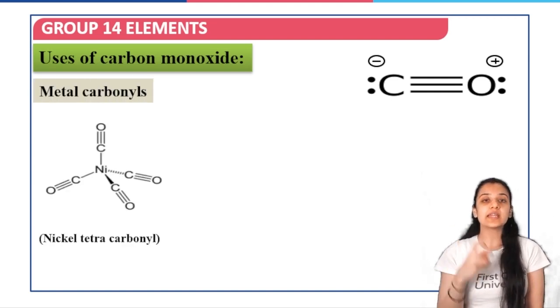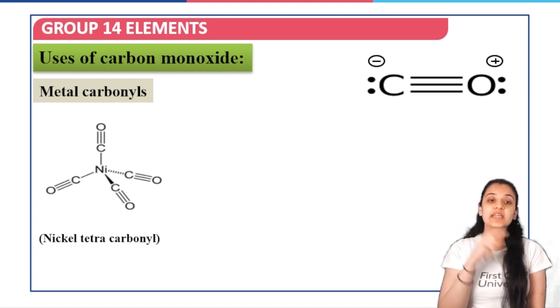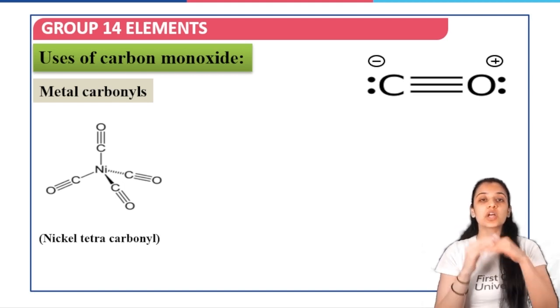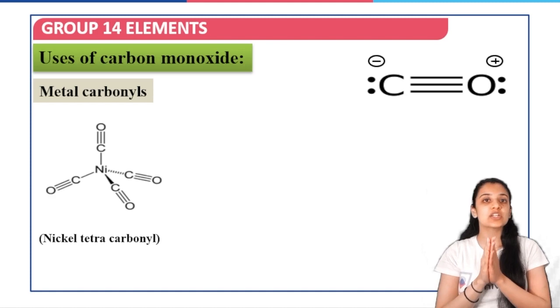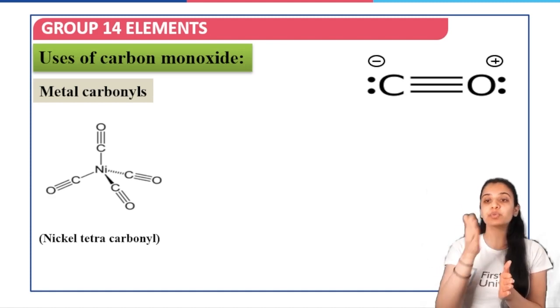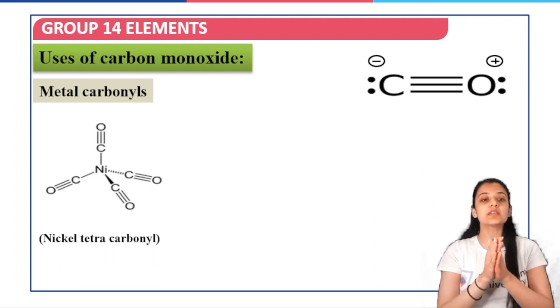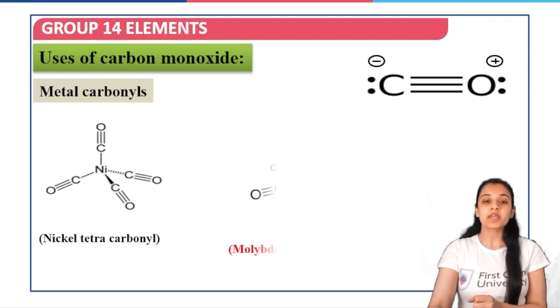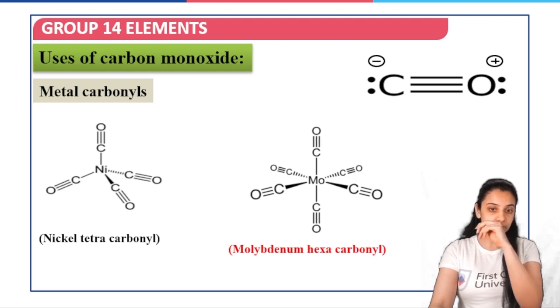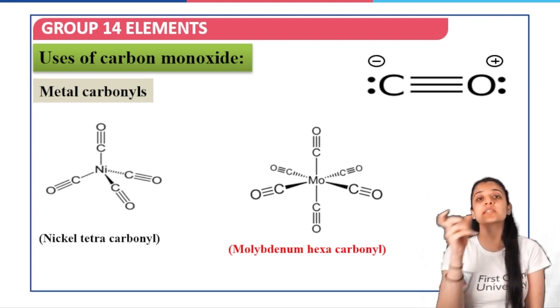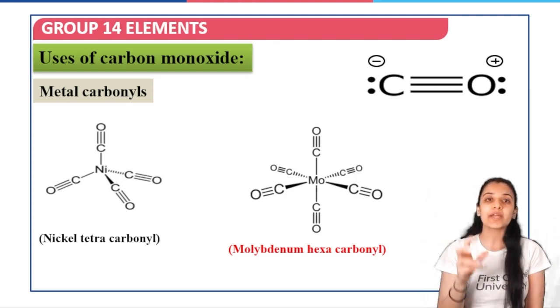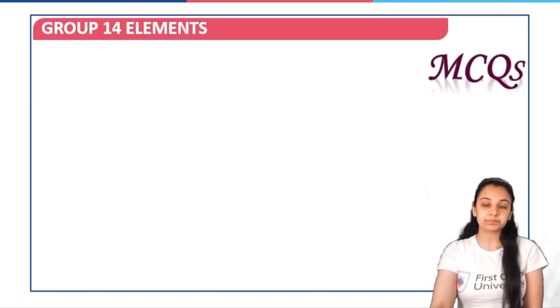If we have, say, nickel metal, we have the nickel tetracarbonyl complex, in which carbon, being the donor atom because it has a lone pair of electrons, acts as a ligand to the nickel metal, forming this metal carbonyl complex. Similarly, we also have the molybdenum hexacarbonyl complex, where 6 carbonyl ligands bind to the molybdenum atom.